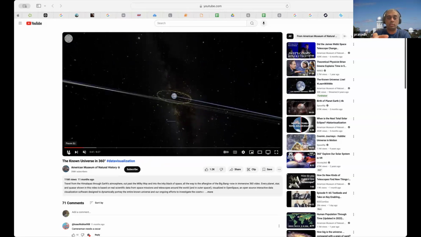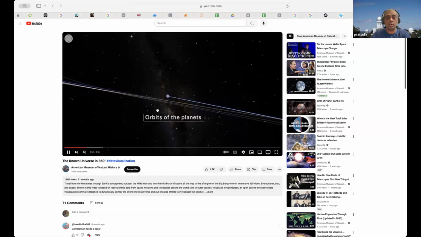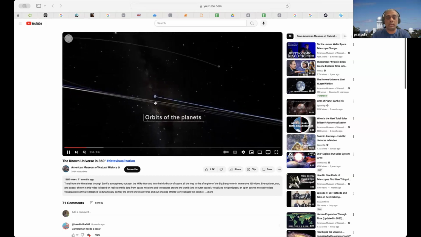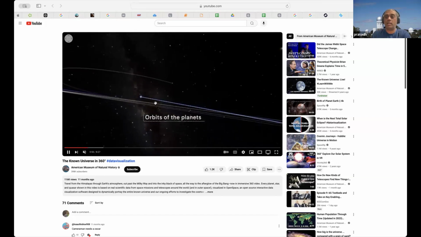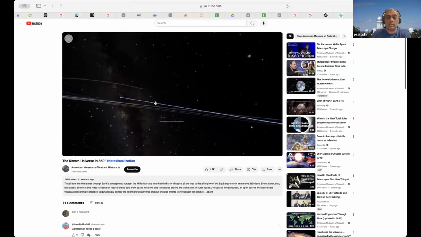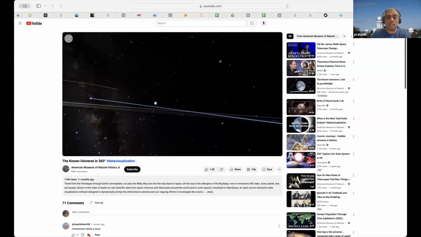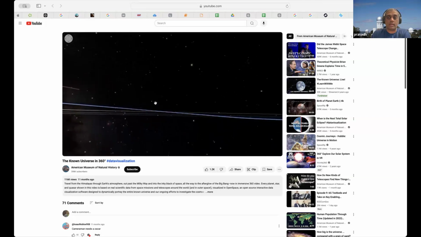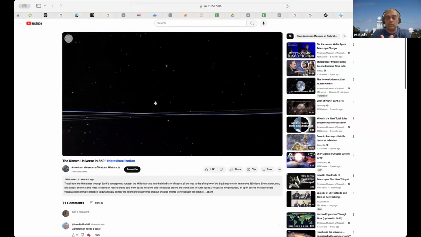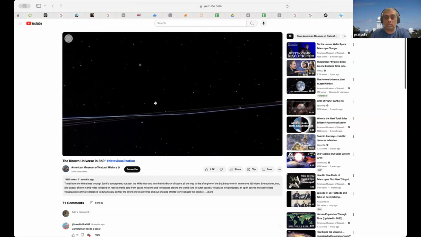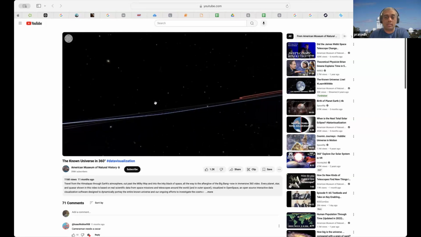If you zoom out a little bit more, the orbits that you see now are actually the orbits of the planets, right? So different orbits of the planets. And all of you know about these things, right? So this is inside our solar system.